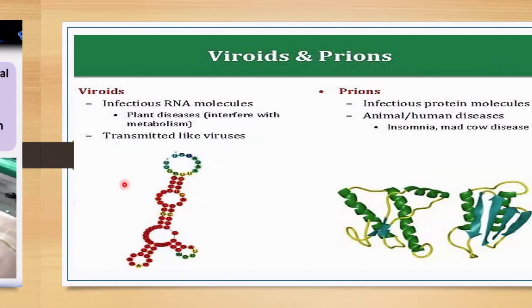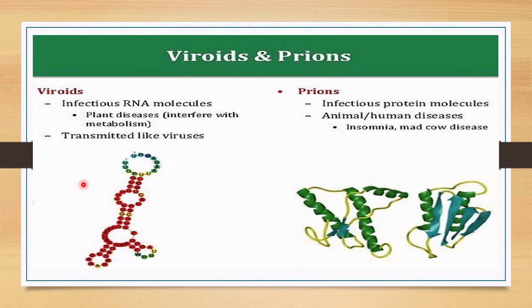Here in this slide, you can see the comparison between viroids and prions. So let me explain the differences between viroids and prions. It may be asked for 2 marks. Viroids are an infectious RNA molecule, as I told you. Viroids are nothing but an infectious naked RNA molecule. Why am I calling it naked? Because it is not covered by proteins. That's why it is written here as infectious RNA molecule.